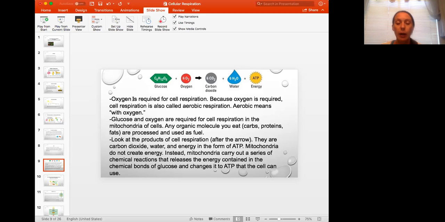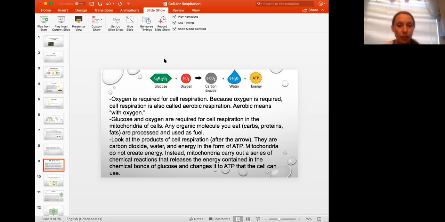Oxygen is required for cell respiration. So again, when we breathe in, we're breathing in the oxygen. All of our cells in our body require oxygen. Cell respiration is also called aerobic respiration because, you think of aerobics, there's a reason for that. It means with oxygen. If you're engaging in aerobic activity, your body is using more oxygen. So you're breathing heavier. You might notice that when you're exercising.